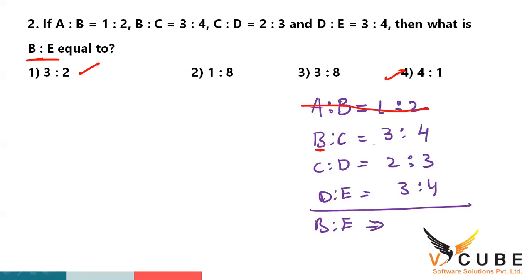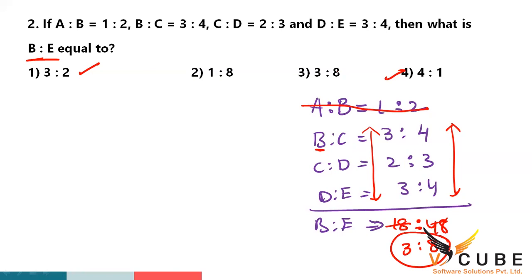Okay, right. So to find out the B value, multiply the left-hand side numbers. Multiply the left-hand side numbers. So what is 2 3s? 6. Okay, so 6 3s are 18. Find out the E value. So 4 3s are 12, 12 4s are 48. Let me calculate here. 6 3s are 18, and 6 8s are 48, so the answer is 3 is to 8.